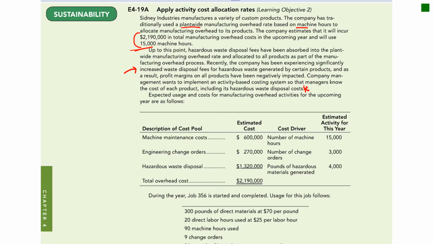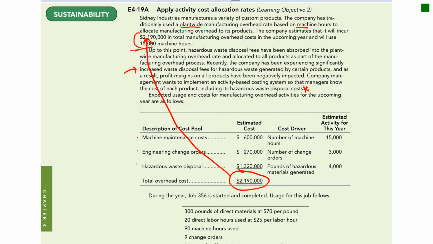So they give us, in this case, three categories, 1, 2, 3. And notice here's that 2,190,000, the same 2,190,000 they mentioned above. What they basically did was take that and allocate it among three different activities. We've got the activity bases right here. So when we do the activity-based costing, we'll simply be dividing these individual overhead numbers by these individual bases: 600,000 divided by 15,000, 270,000 over 3,000, 1,320,000 over 4,000.